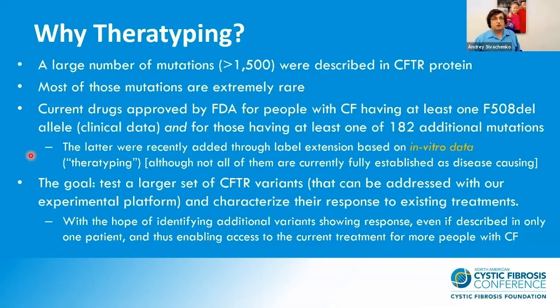And the drugs currently approved for people with cystic fibrosis are effective and life-changing, but the drug can currently be prescribed to people having at least one F508del allele, which is by far the most common disease-causing variant, or also to people who have at least one of 182 additional specific mutations in CFTR. It is very important that while the original FDA approval was obtained after a clinical trial, the label extension to additional and much rarer mutations was approved by FDA based solely on in vitro data.